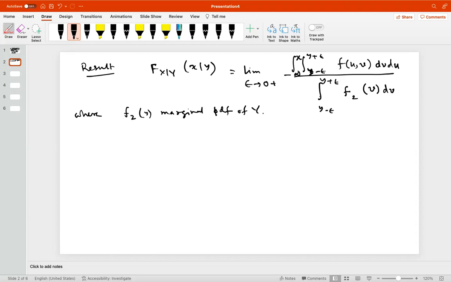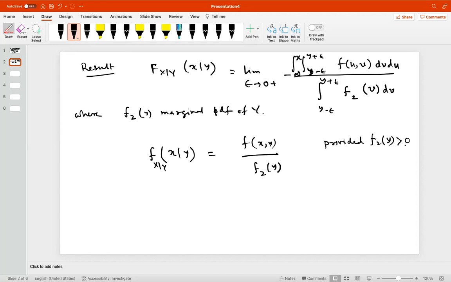So the conditional density of X given Y equal to y is just the joint density divided by the marginal density. You can write f2 of y here. This is provided, obviously, that the marginal density is positive at that point. Otherwise, it is undefined.